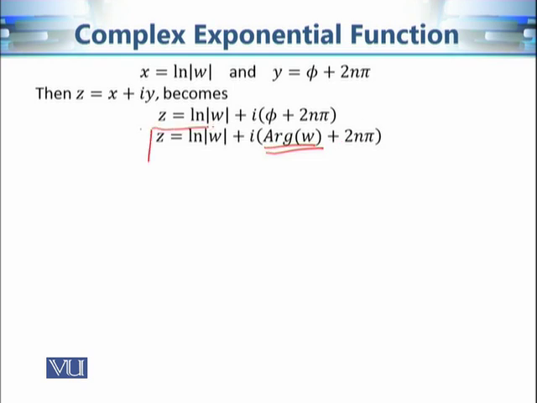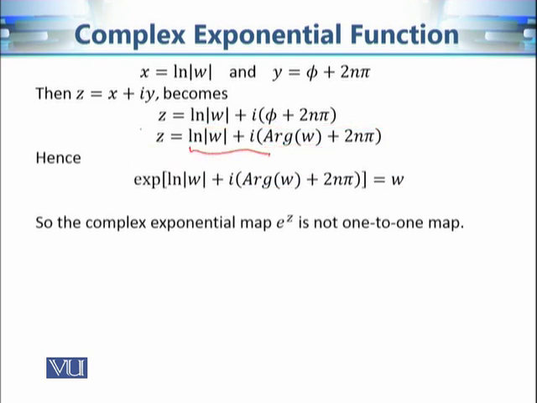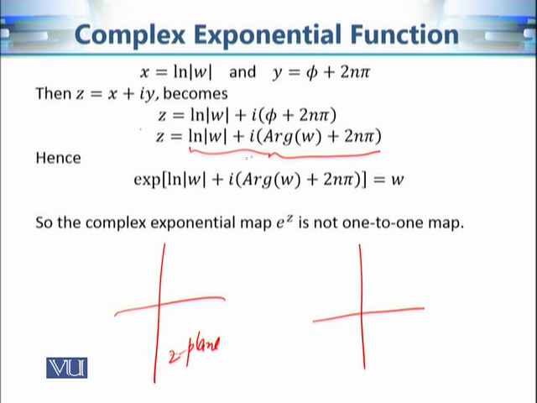So this is basically the value of z. Okay, so these are all values in the z plane. So in the z plane, these are the values of complex numbers, such that when we take the image of these values under the exponential map, the output is going to be equal to the same number w.